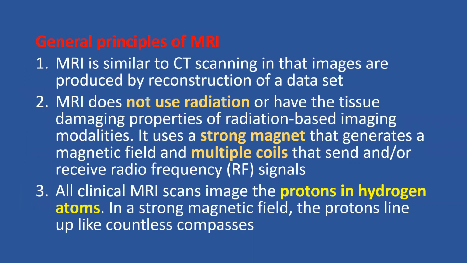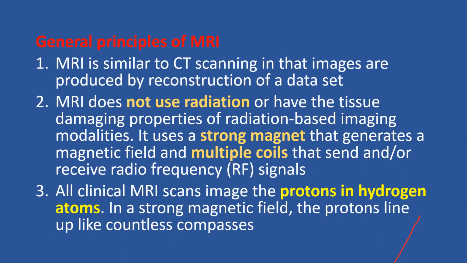What are the general principles of MRI? MRI is similar to CT scanning in that images are produced by reconstruction of the data set. This is very true. MRI does not use radiation or have tissue damaging properties of radiation-based imaging modalities. It uses a strong magnet that generates a magnetic field and multiple coils that send and or receive radio frequency signals. All clinical MRI scans image the protons in hydrogen atoms.